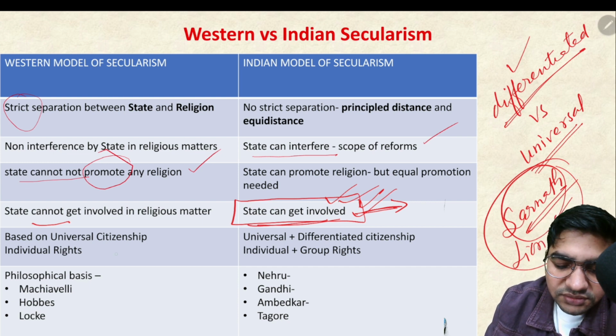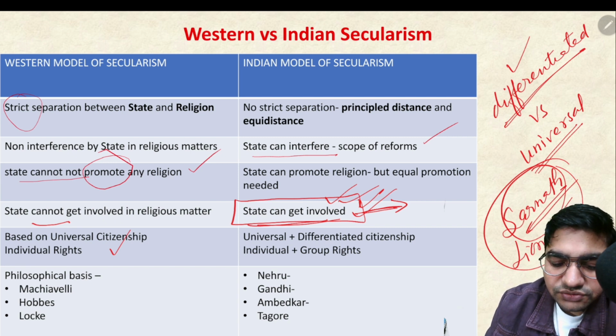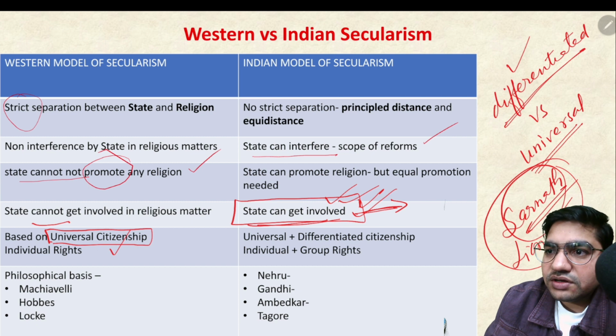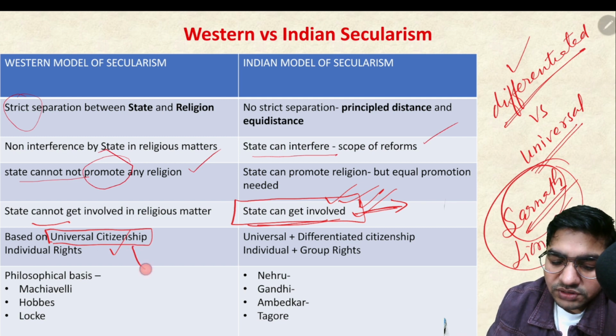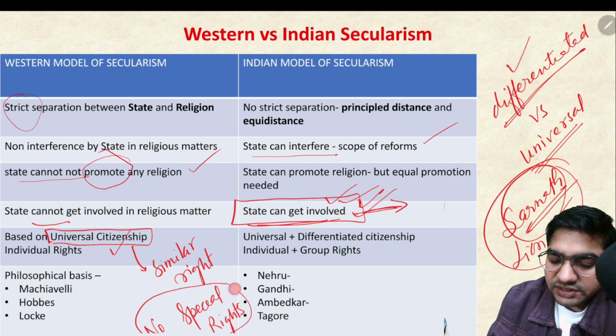Now let us see the fourth point. The idea of the Western model of secularism is based on universal citizenship. So this thing we have already talked about. Universal citizenship, in a very crude sense, you can understand as a kind of citizenship which provides uniform rights to each and everybody. Similar rights. There are no special rights. So in universal citizenship, there are no special rights. That means Article 29 or 30 would not be allowed in such a country.